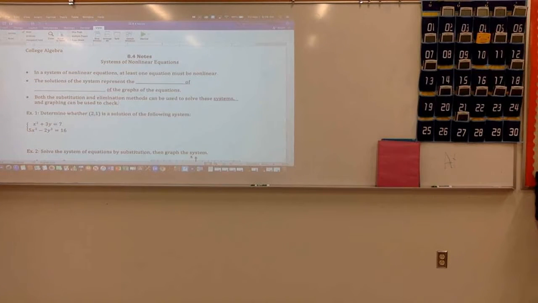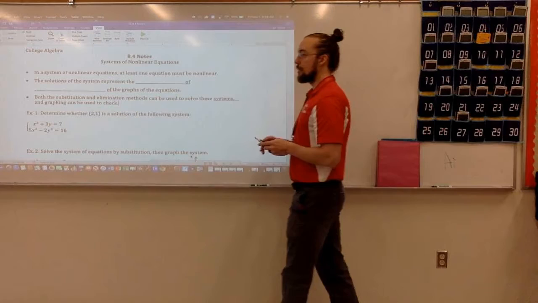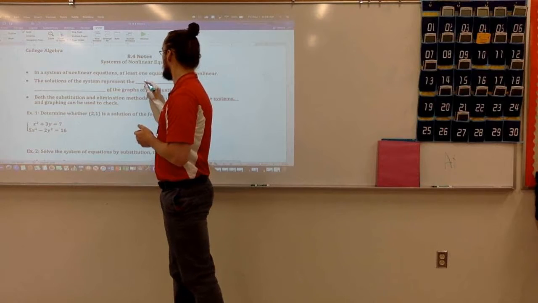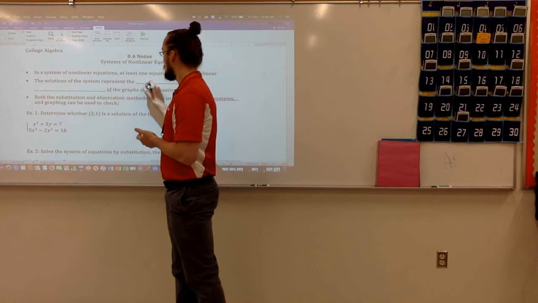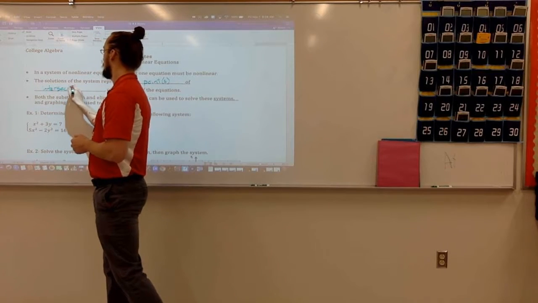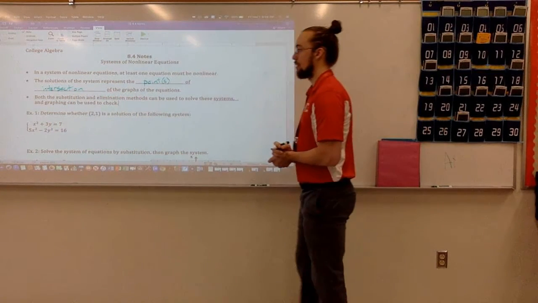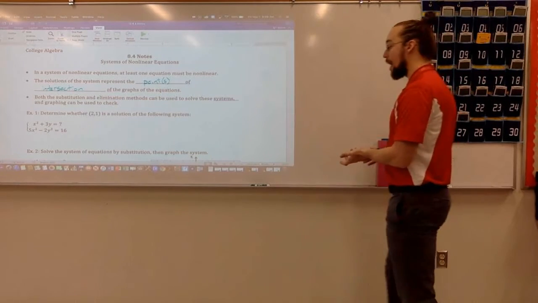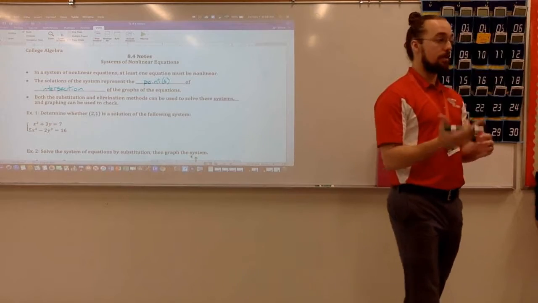Alright. The last section is just solving systems of equations with nonlinear functions. So the solution of a system of nonlinear equations is just the points of intersection. And there could be more than one point of intersection when we're talking about nonlinear graphs. So we're going to use both substitution and elimination to solve these systems. And then we are going to graph to make sure that what we found makes sense.